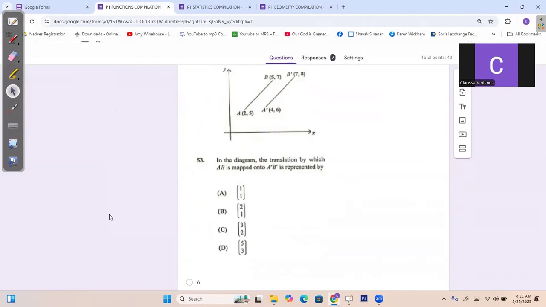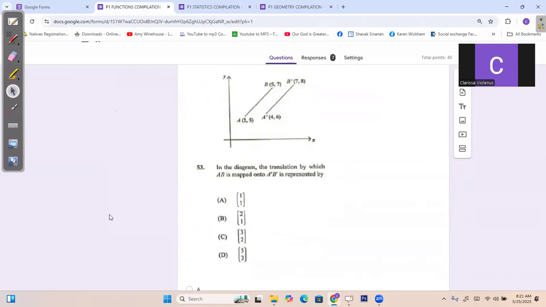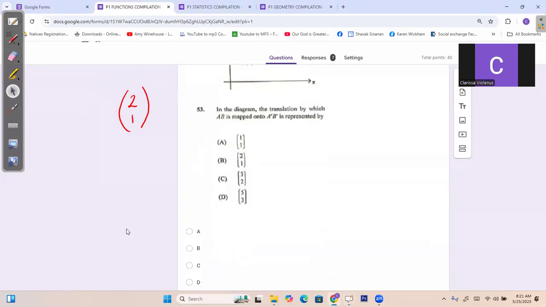So it says here the translation. So we're trying to see the translation. So look at the numbers. 2 has gone to 4, and it has gone to the right. So that's positive 2. Make sure of all of it: 5 to 7, positive 2. Then y has gone from 5 to 6, 7 to 8. So that's a positive 1. So it has gone up. So that's (2, 1). Translation, that's B.